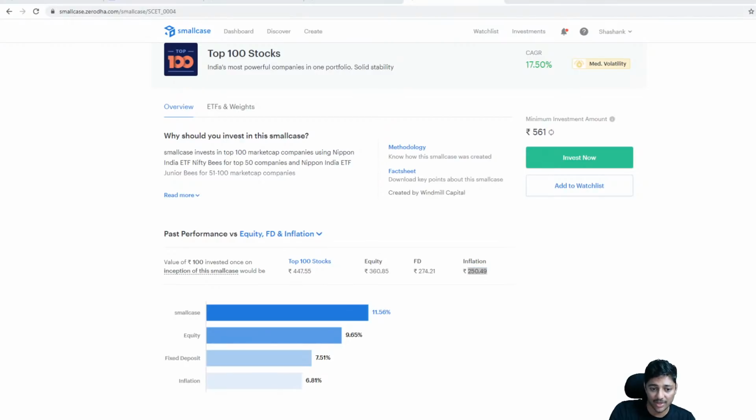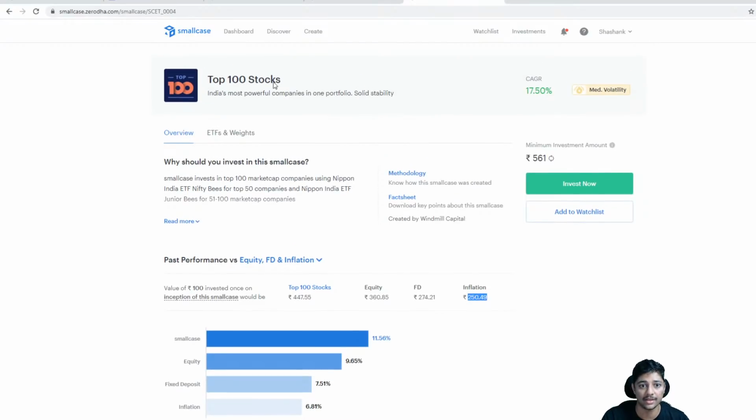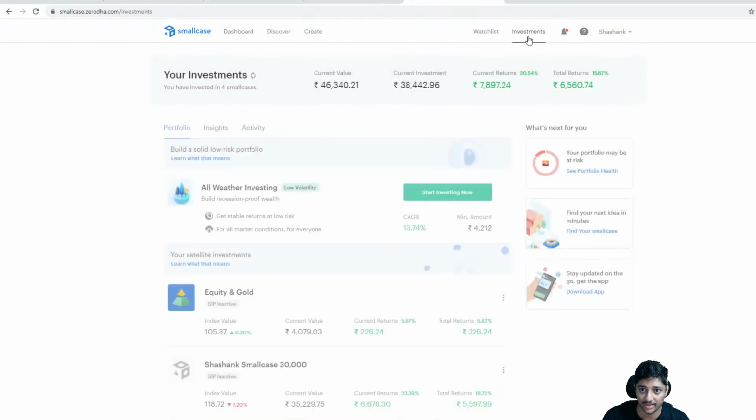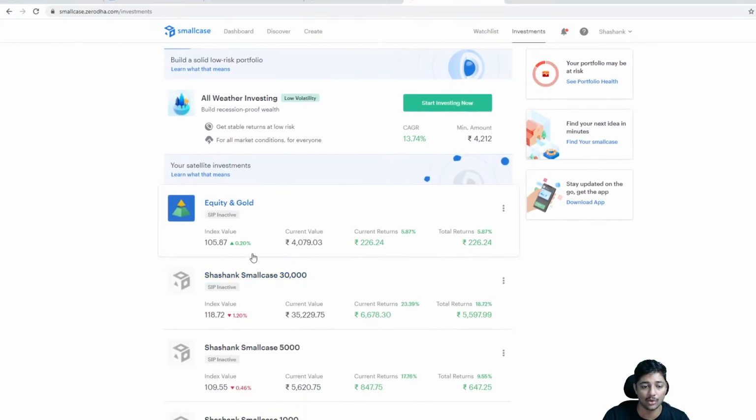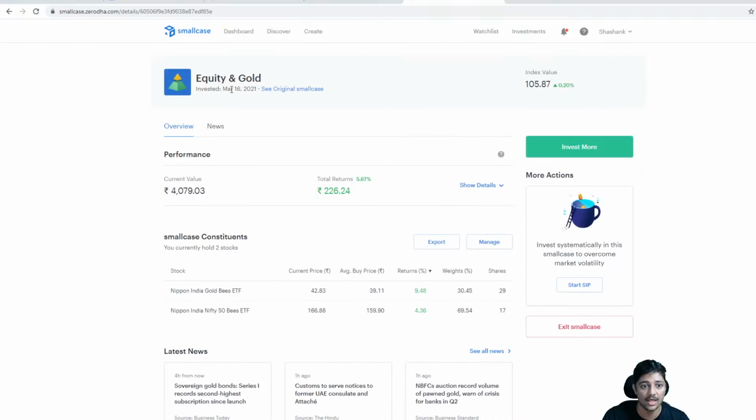Now, another question that someone has just asked, which is Amaya has just asked: isn't gold and equity better than top 100? So I have invested in gold and equity when I did the experiment last time. This is equity and gold. This has given me 5.87% return over a period of more than 2.5 months.